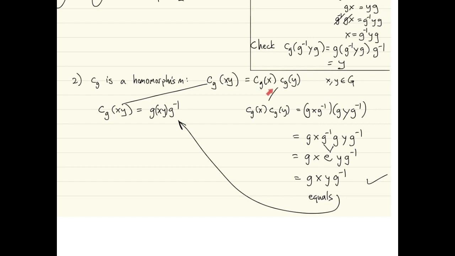Now let's analyze the right-hand side. The conjugation by g of x is g x g inverse. Conjugation of y by g is g y g inverse. When you multiply these two, the g inverse and the g cancel. The identity disappears because x times the identity is x and so forth. What we're left with does happen to equal what we started with. So that proves that this equation is true.